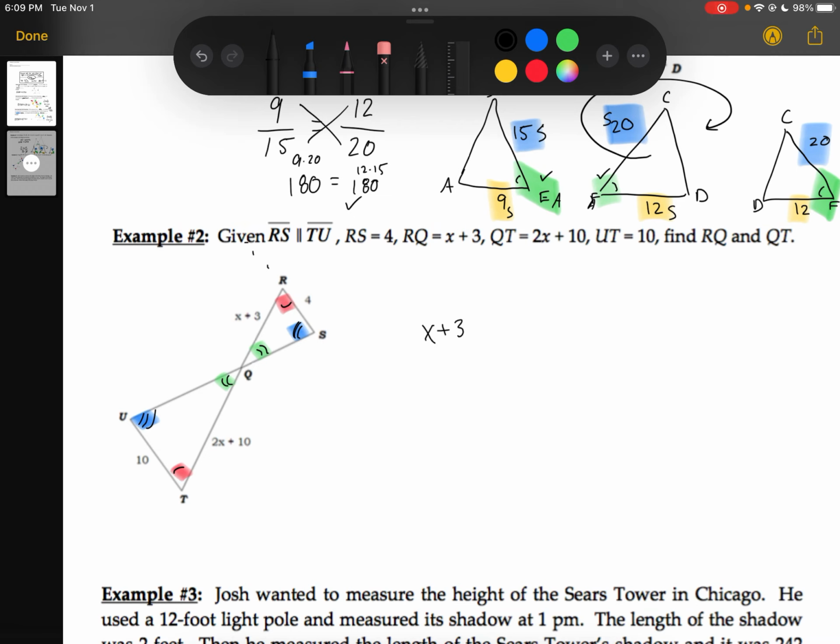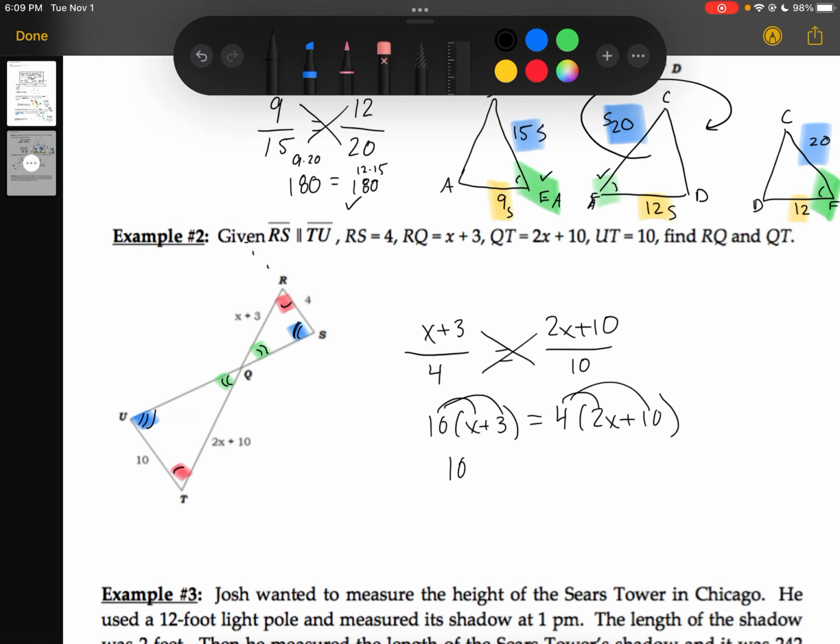Second, because we know of this proportionality, we can take our side length, so our green to red, and then we can take our red to blue, and we can set them in a proportion to each other. And when we cross multiply, we know because of the angle-angle similarity that they do have to be exactly proportional. So cross multiplication should work. So 10 times x plus 3 should equal 4 times 2x plus 10.